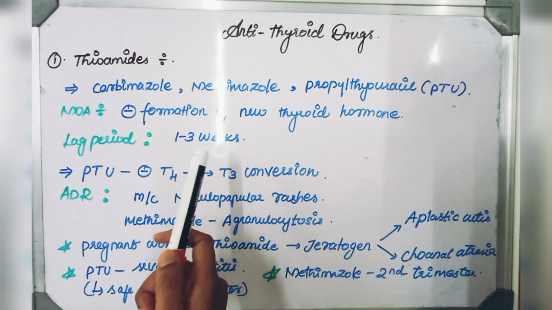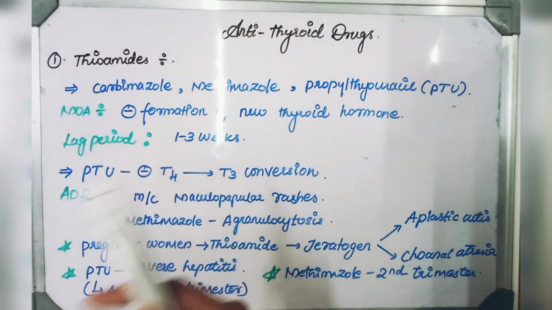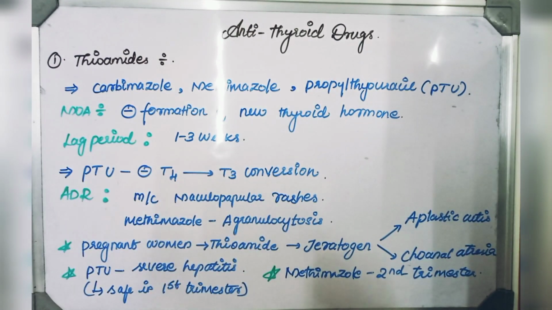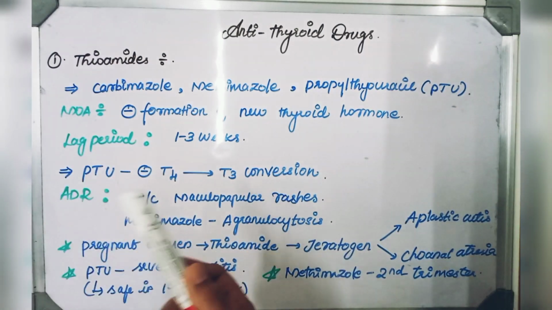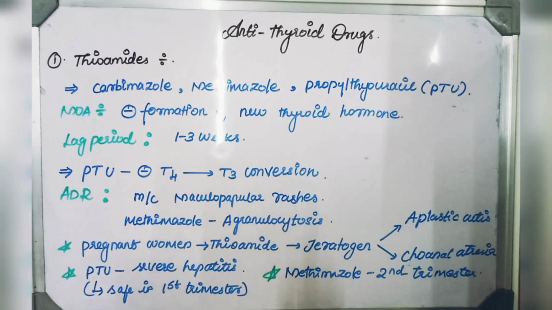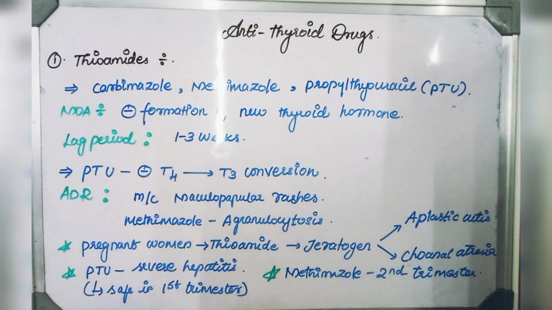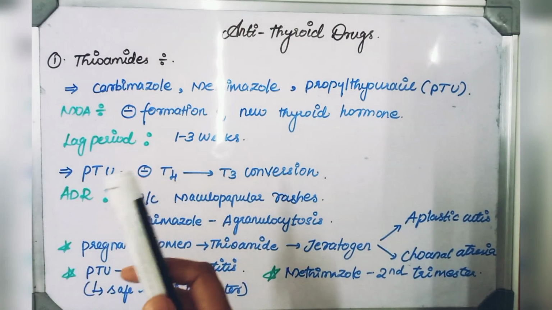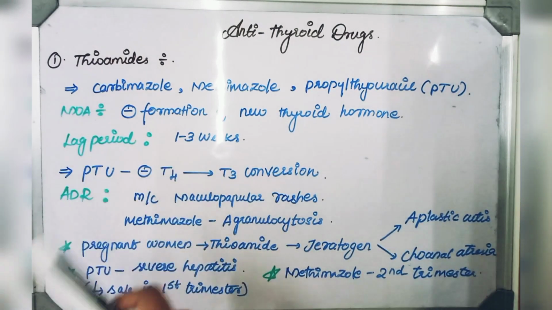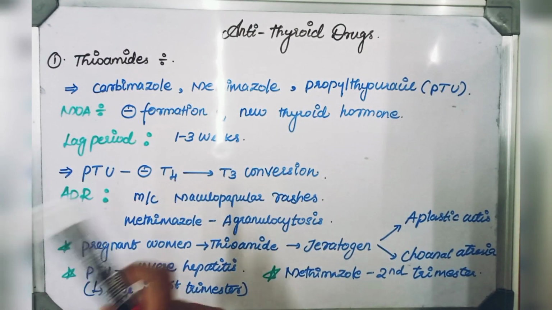What does this mean? After the processes of oxidation, organification and coupling, the thyroid forms T3 and T4, which are stored in the follicles for about 3 weeks and then released into the peripheral circulation, where T4 is converted into T3. So that storage of about 3 weeks is the lag period; the drug takes 1 to 3 weeks to act.